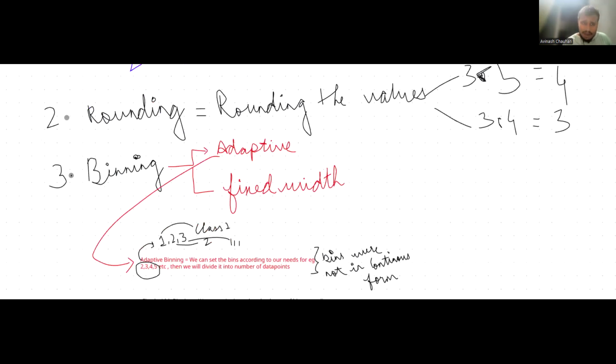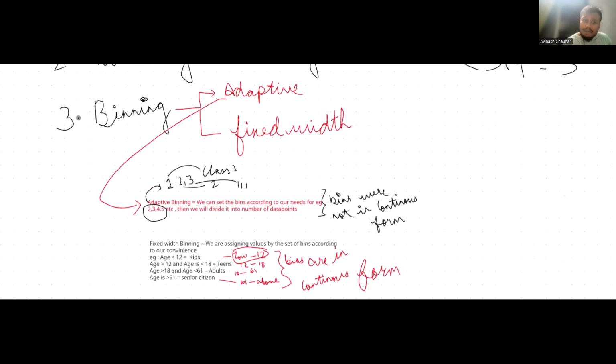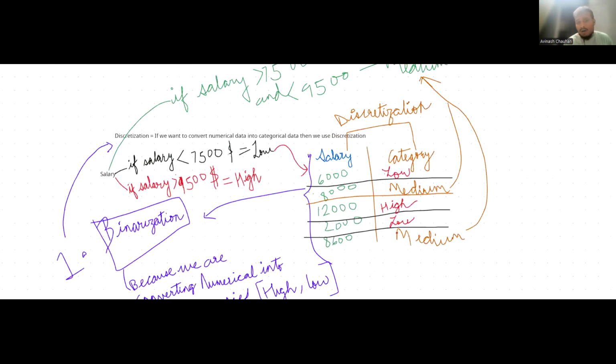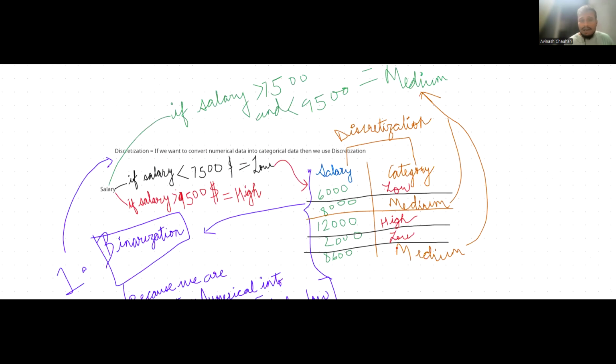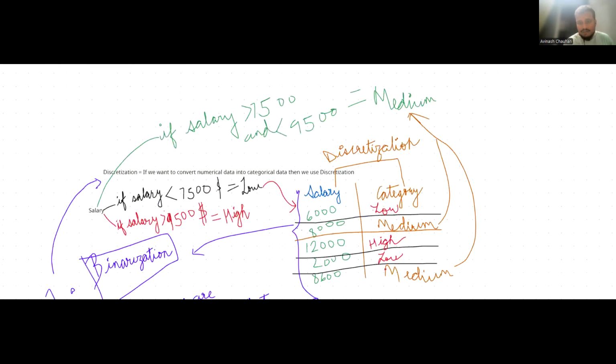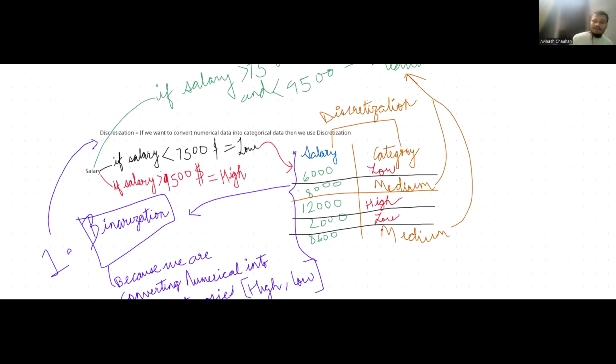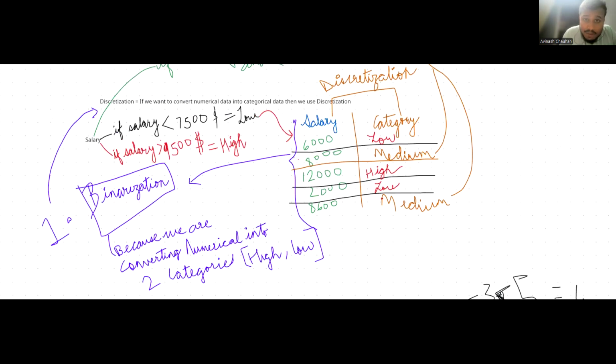And binning, I hope you have understood what you mean by adaptive binning and what you mean by fixed width binning. And upon binarization, also you have understood how we are converting our numerical data into categorical data, right? Previously we converted into two categories, then we converted into three categories.